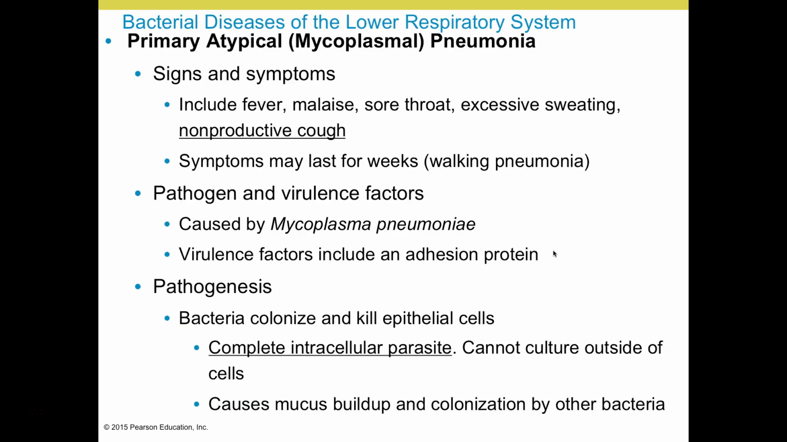First signs again, same thing. All of the pneumonias have the first signs of your fever, malaise, sore throat. However, you have excessive sweating and a non-productive cough. That means you cough, but nothing comes out. This is your atypical pneumonia, which is also known as your walking pneumonia. Basically, you might have this for weeks and you're coughing and coughing and coughing, but you don't even know you have it. But it can go into great danger.